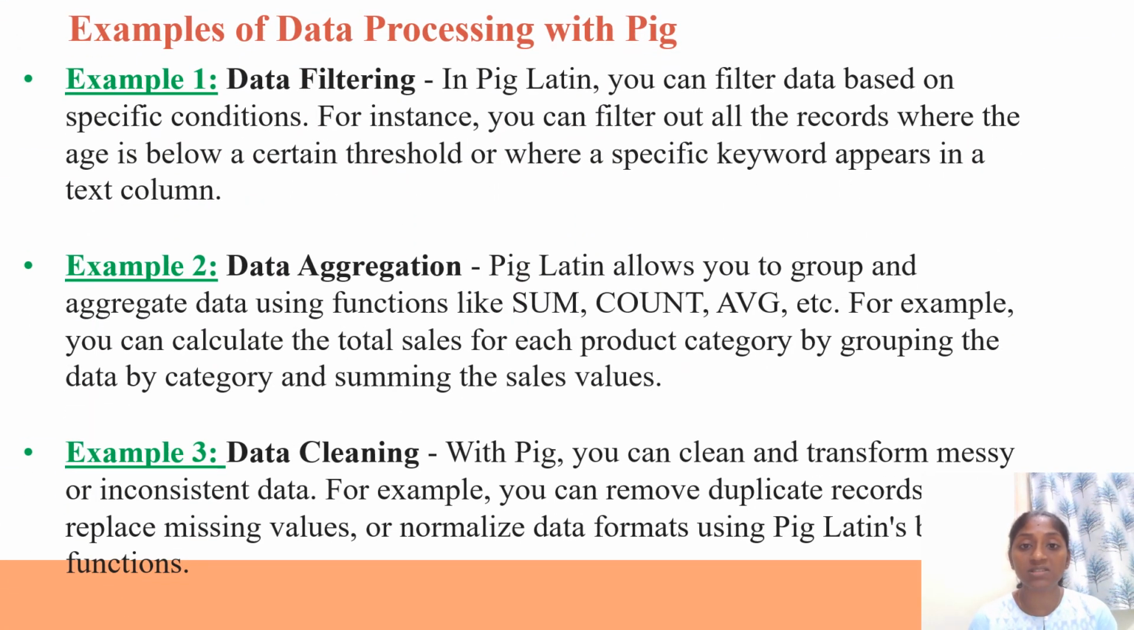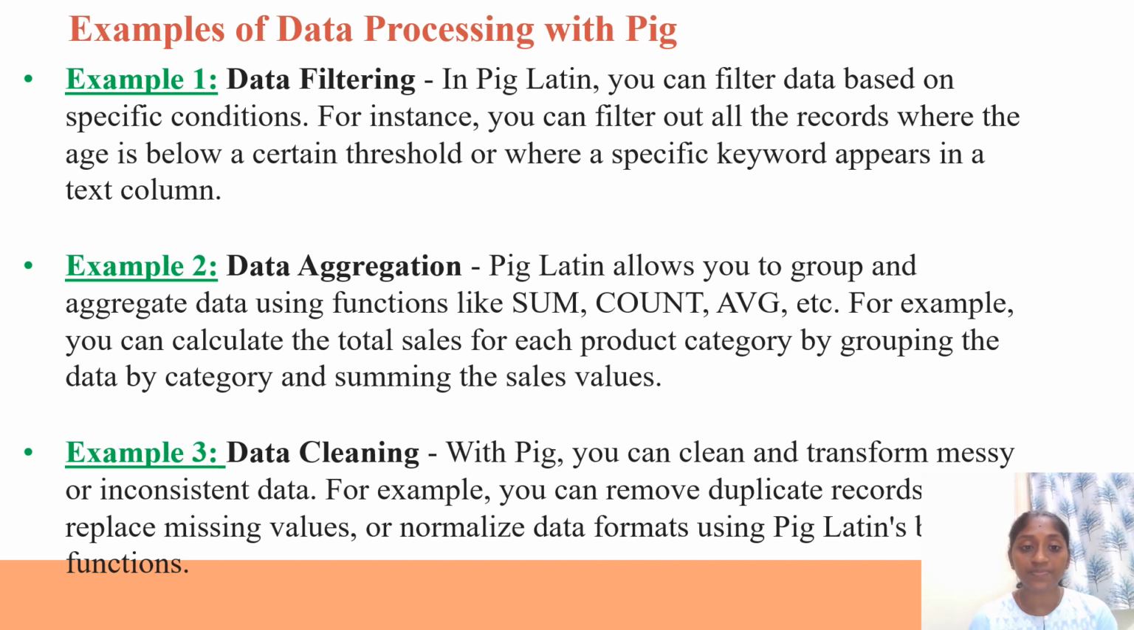Examples of data processing with Pig. Example 1. Data filtering. In Pig Latin, you can filter data based on specific conditions. For instance, you can filter out all the records where the age is below a certain threshold or where a specific keyword appears in a text column.